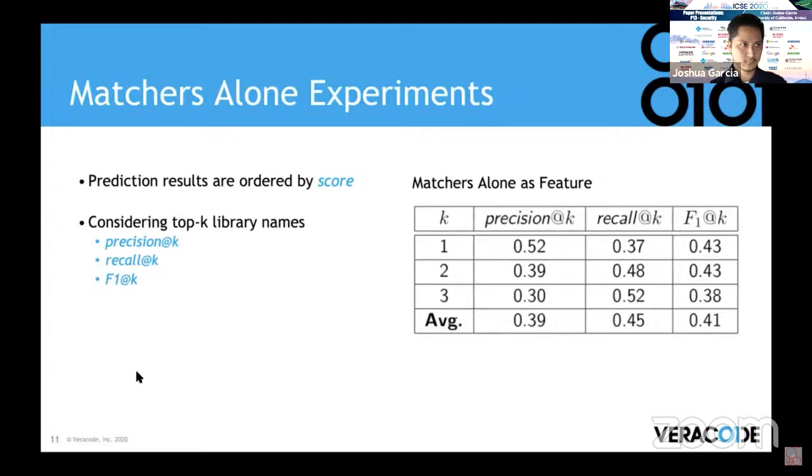On the right-hand side of this slide, we show a small experiment that we had done using only the matches as feature that is given to the FastXML algorithm. Recall the matches are the product name in the CPE field of the NVD data. As you can see here, the performance is quite low, so this approach is ineffective.